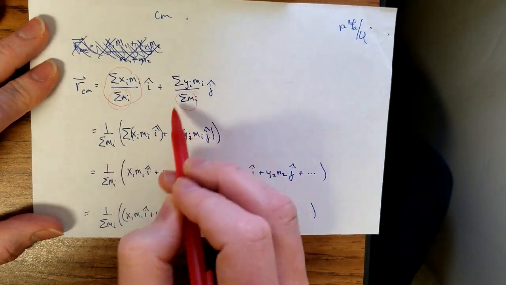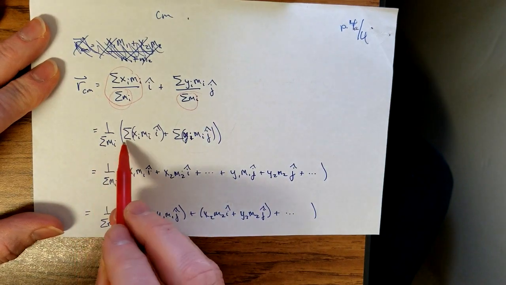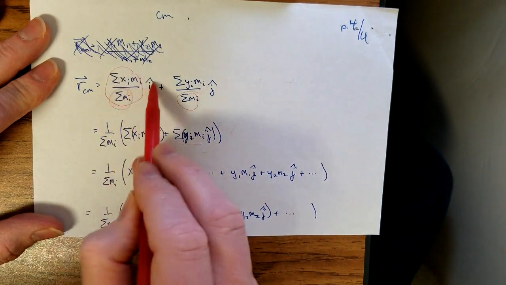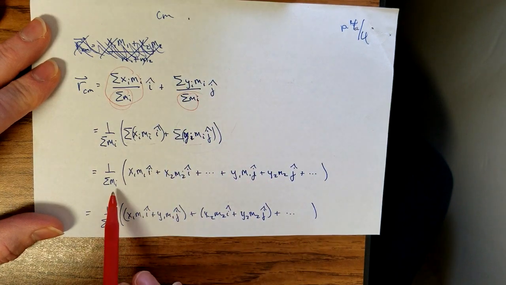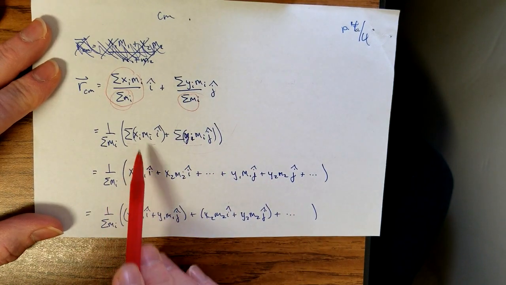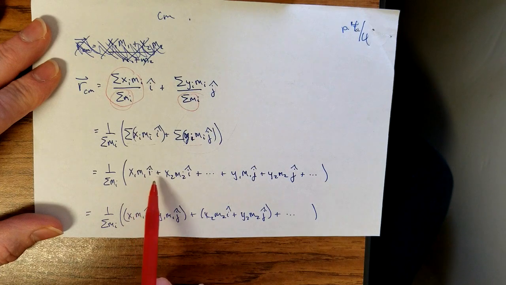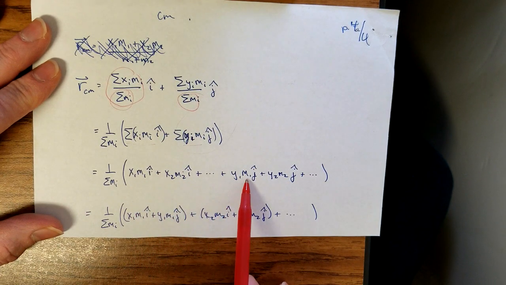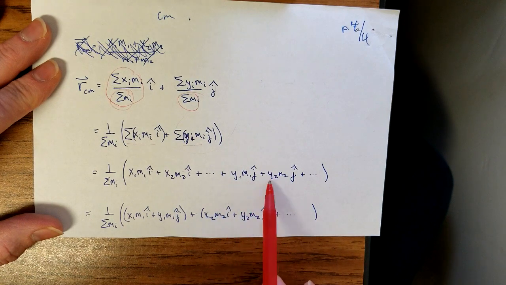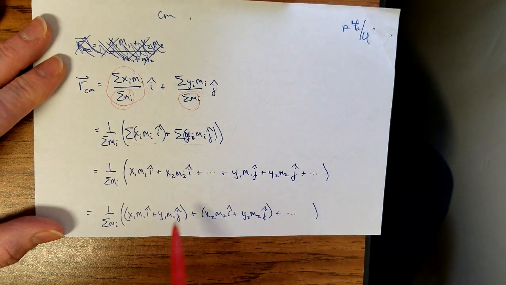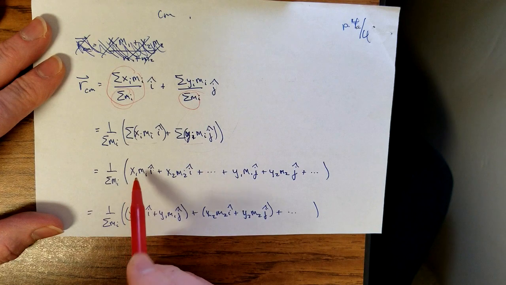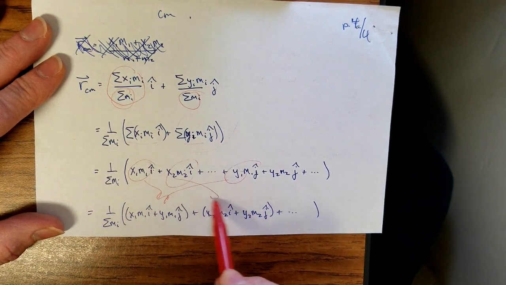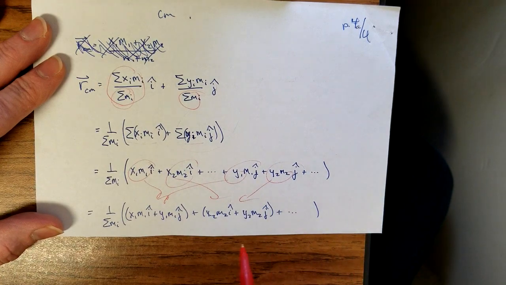This is common to both of them, so I can just factor that out, and I'm left with whatever else I had there. So I'm left with this and this. This is x1 m1 i hat plus x2 m2 i hat plus and so on. And then the same thing over here. First object, second object, however many I've got. Now I'm going to sort it out by object 1 and object 2. So I bring the 1's together, then I bring the 2's together, and so on.